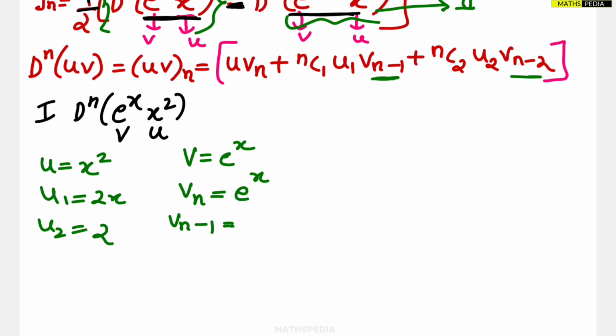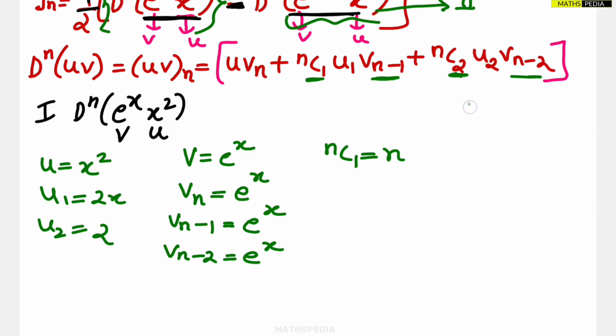But here there is no n only, so it will remain as it is. What is Vn minus 2? Again it will remain as it is because there is no n term only, right? Now what about the next term? nC1, nC2. nC1 directly you remember it is n itself.